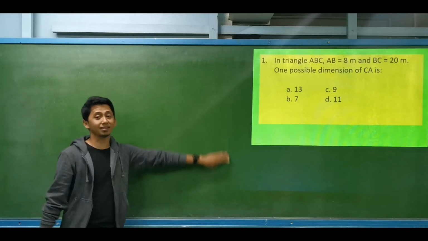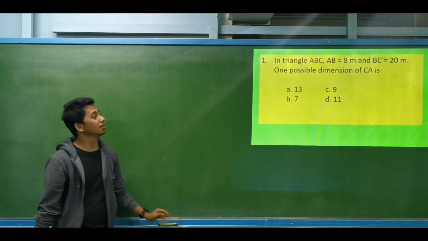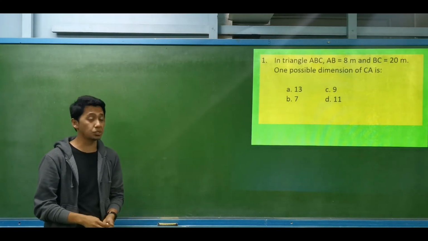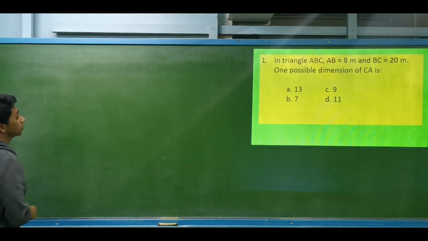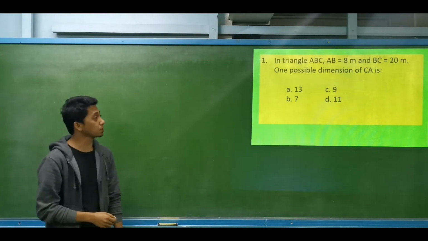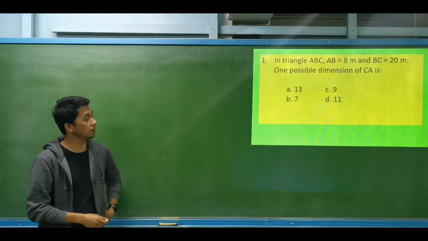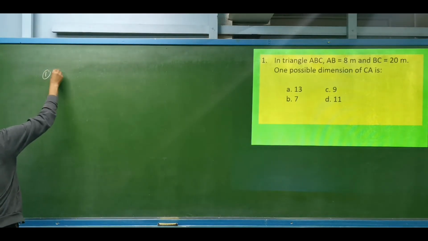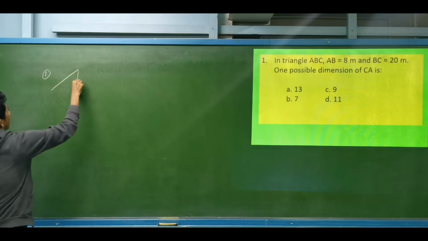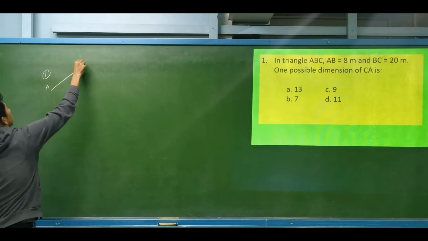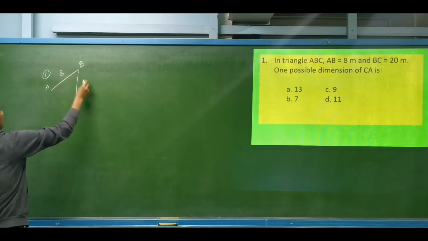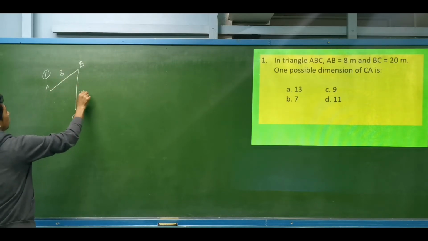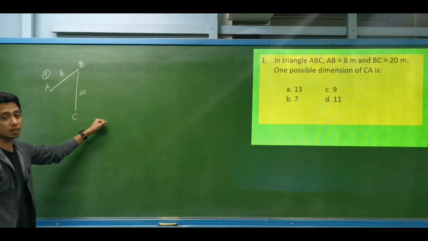So lumabas na rin ito one time sa board exam. In a triangle ABC, AB is equal to 8 meters, BC is equal to 20 meters. So one possible dimension of CA is 13, 7, 9, and 11. So for problem number 1, meron tayong triangle na may dalawang dimension lang given, 8 meters at saka 20 meters. So we're looking for the third side.